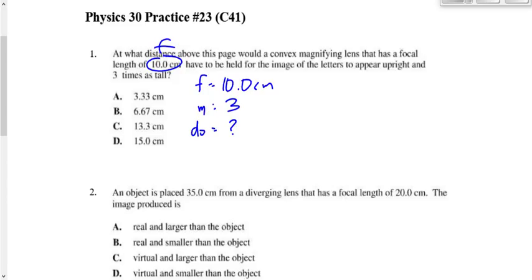Well, we only have 2 equations, so try one of them. 1 over f is equal to 1 over do plus 1 over di. 1 over 10 is, oh, that's not going to help me, is it? 1 over do plus 1 over di. All right, that's not going to help me much. That's okay. What's happened since the beginning of Physics 20 when we try an equation and we have too many unknowns? Try another one, as long as you're using a valid one, right?